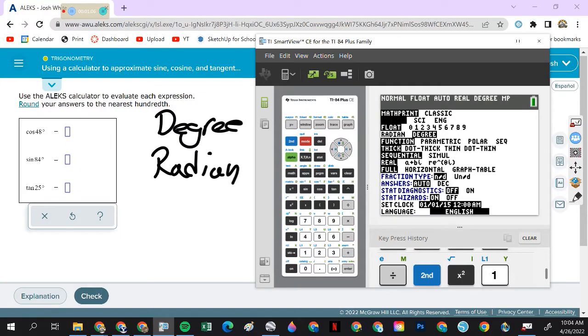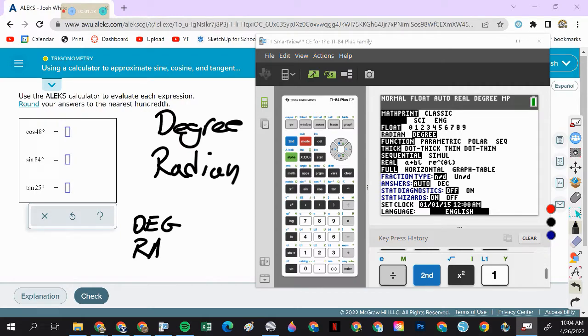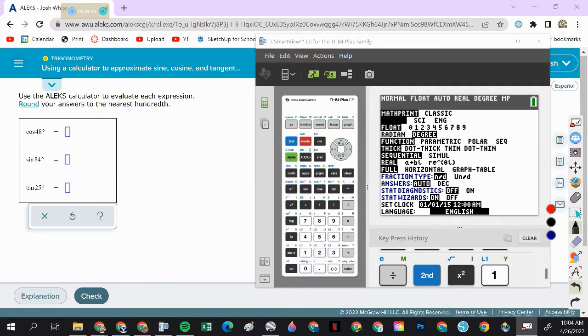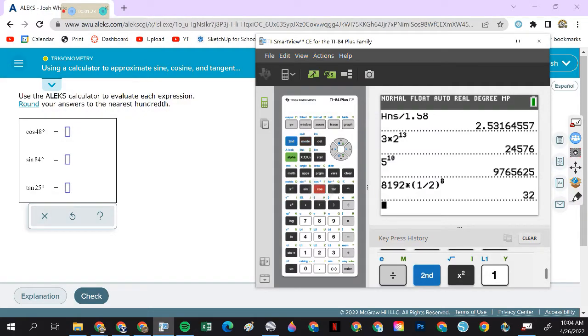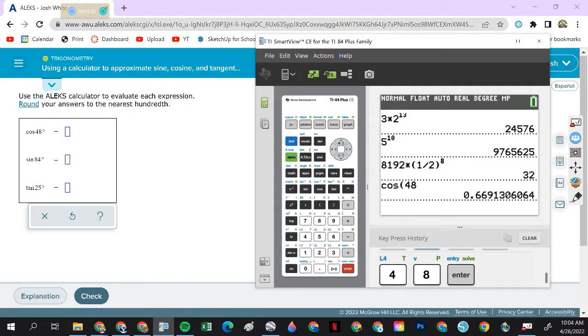There we go. So you'll see either a little DEG on the screen or an RAD. Make sure your calculator is in DEG. And then you just plug them in. So the cosine of 48 is 0.67. So this is equal to 0.67.